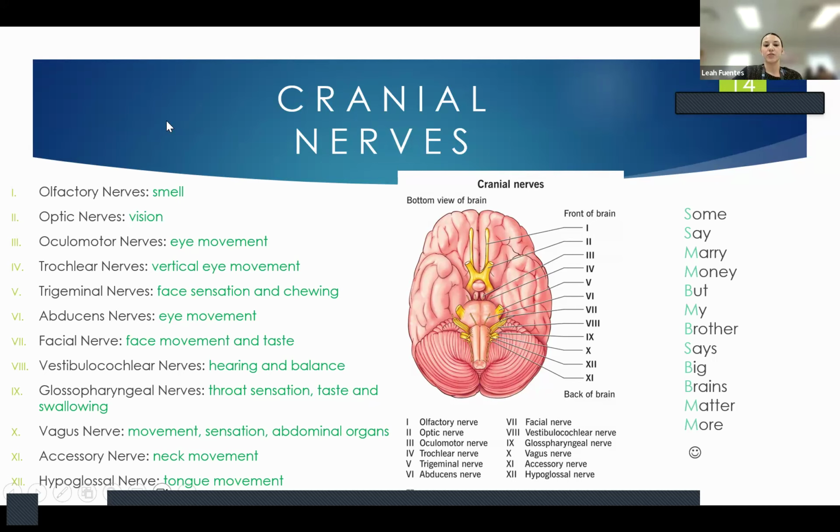So whether that's sensory, motor, or both, there's another mnemonic for that. S is going to stand for sensory, M is going to stand for motor, B is going to stand for both. So olfactory is going to be sensory, optic sensory, so on and so forth. Some say marry money, but my brother says big brains matter more. There's 12 words here. They each correspond to the 12 cranial nerves.